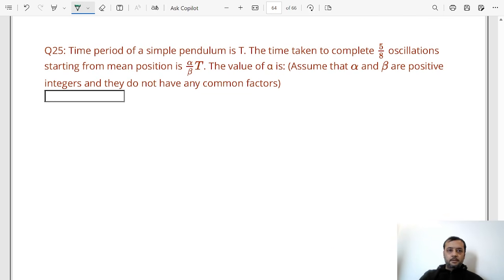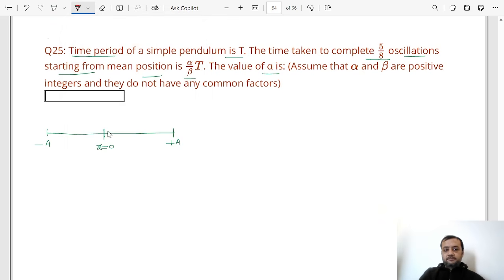All right. In this question, the time period of the simple pendulum is t. The time taken to complete 5 by 8 oscillations starting from the mean position is alpha by beta t. So the value of alpha is? Let us try to understand the situation here. Let us say the particle is oscillating, performing SHM on this position. So this is the minus a position, this is the plus a position.